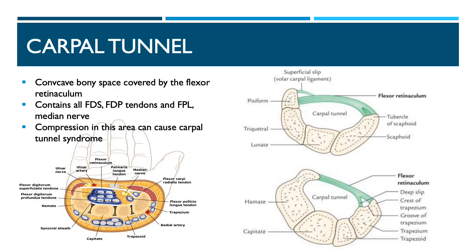The carpal tunnel is an important region because it contains all the FDS, the FDP tendons, as well as the FPL. So there's 9 tendons overall and the nerve. What happens, you can see in this drawing where it shows all the tendons in there, there's not a ton of space in there.